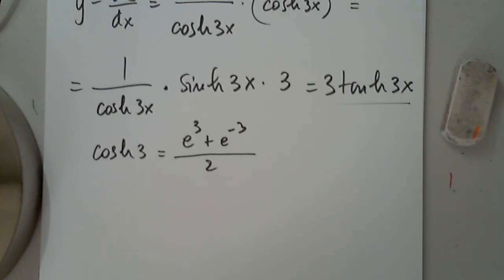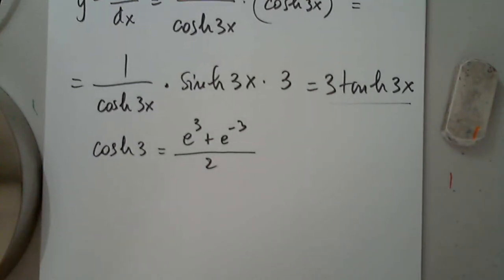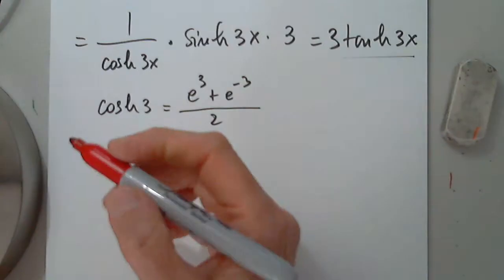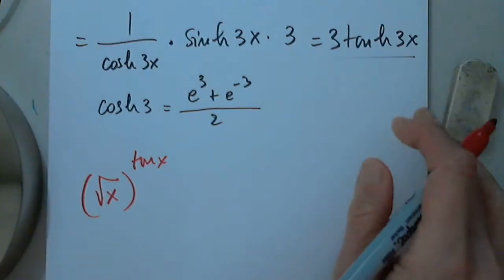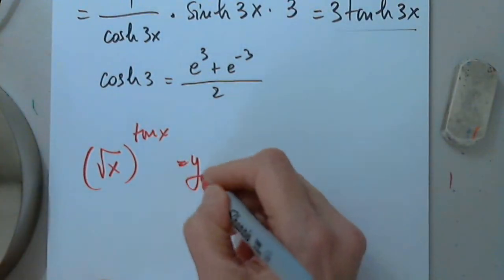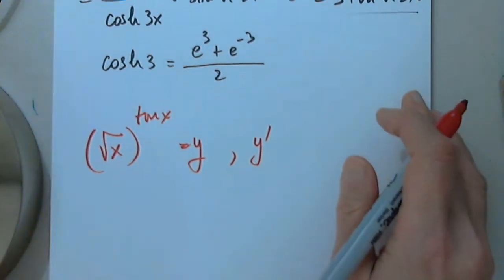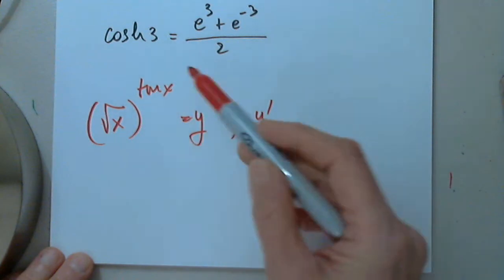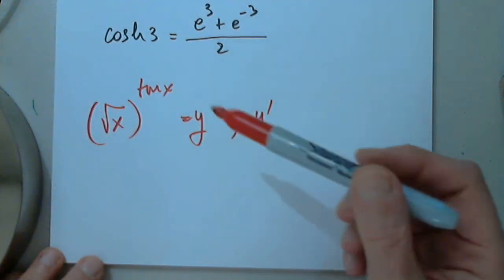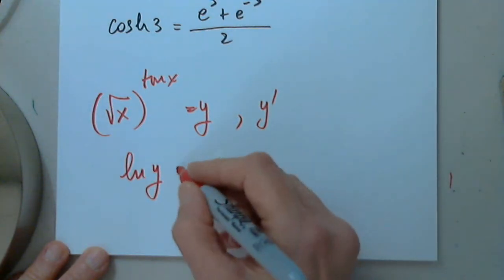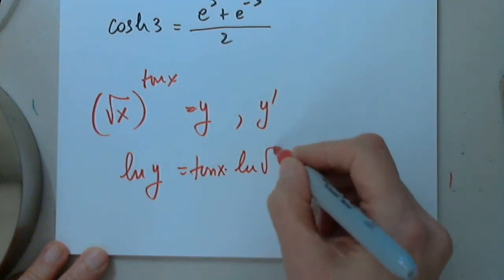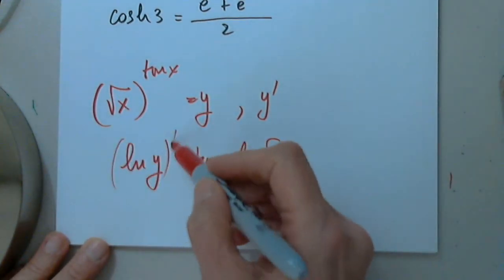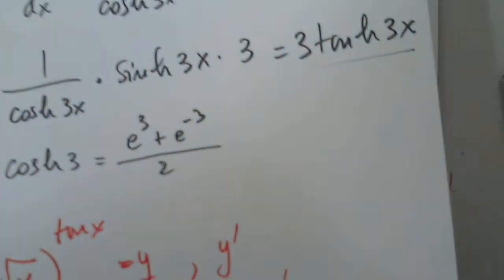I don't have a specific problem, but logarithmic differentiation, I could use a little more practice with. Yes, so logarithmic differentiation is very important. For example, let's say I want the square root of x to the tangent x. So this is the function, and I want to find y prime. I cannot differentiate this function directly. I have to apply natural log. So natural log y equals tangent x times natural log of the square root of x. And now I will apply implicit differentiation.